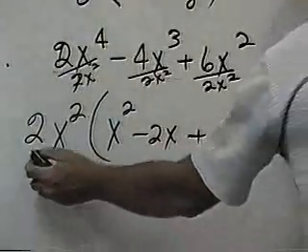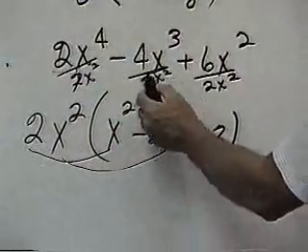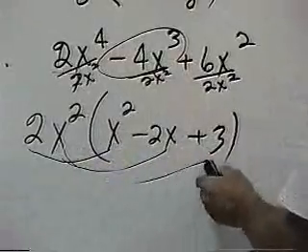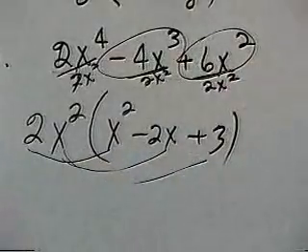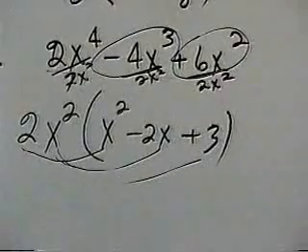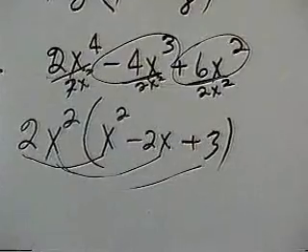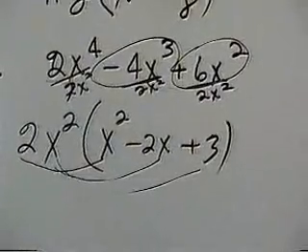Check your work. This times that, checks. This times that, checks. This times that, checks. So we must have done it correctly. All right, now that's common factors. Now let's look at how we factor trinomials.